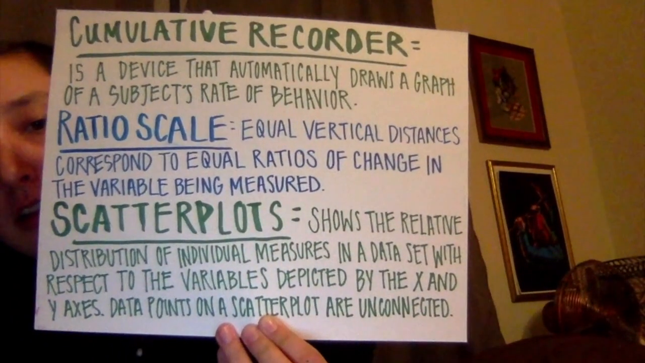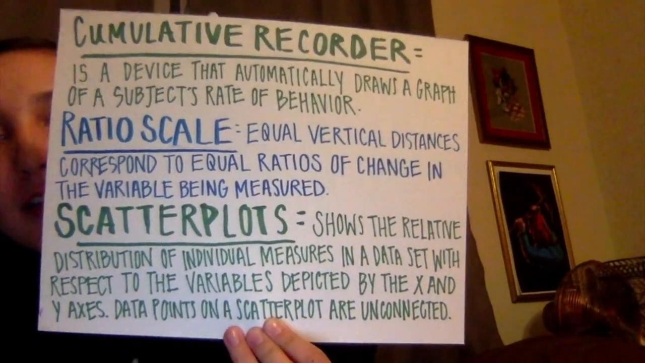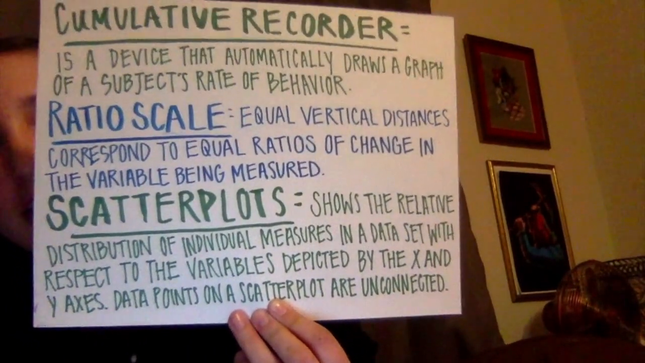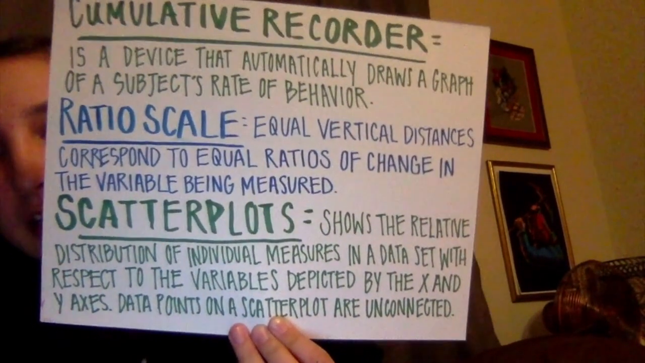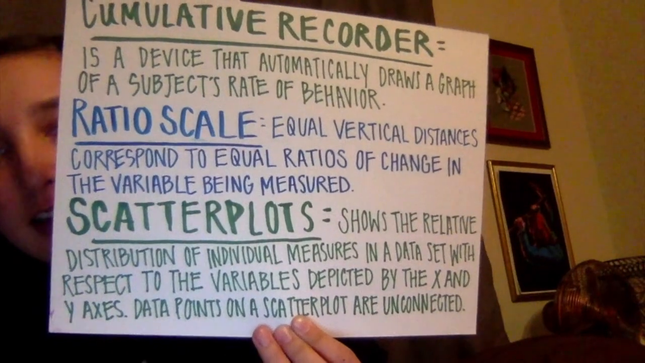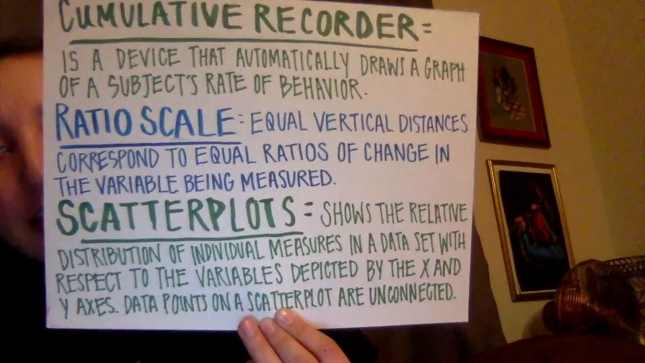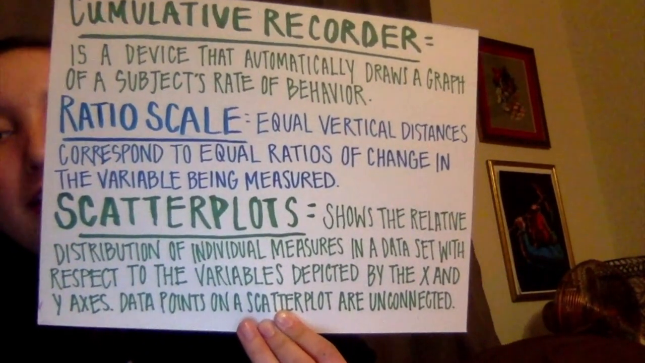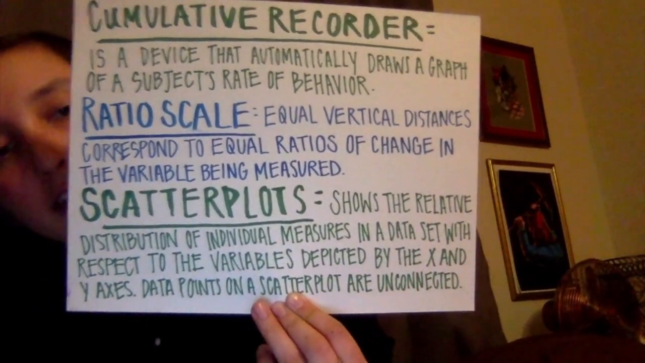A ratio scale is one where equal vertical distances correspond to equal ratios of change in the variable being measured. Because behavior is measured and charted over time, which progresses in equal intervals, the horizontal axis is marked off in equal intervals, and only the vertical axis has a ratio scaling. Scatter plots are another one. They're graphic displays that show the relative distribution of individual measures in a dataset with respect to the variables depicted by the x and y axis. Data points on a scatter plot are unconnected with no lines.